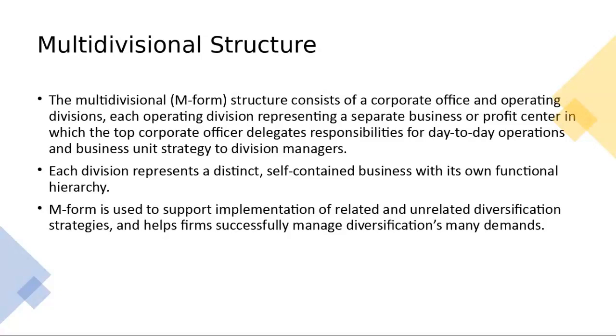The M-form is used to support implementation of related and unrelated diversification strategies and help firms successfully manage diversification's many demands. So remember, we talked about related, like the vertical integration where you own several different companies along your value chain, and unrelated is when you own different companies in different industries. So the M-form multi-divisional structure is like a corporation that carries out its corporate level strategies.